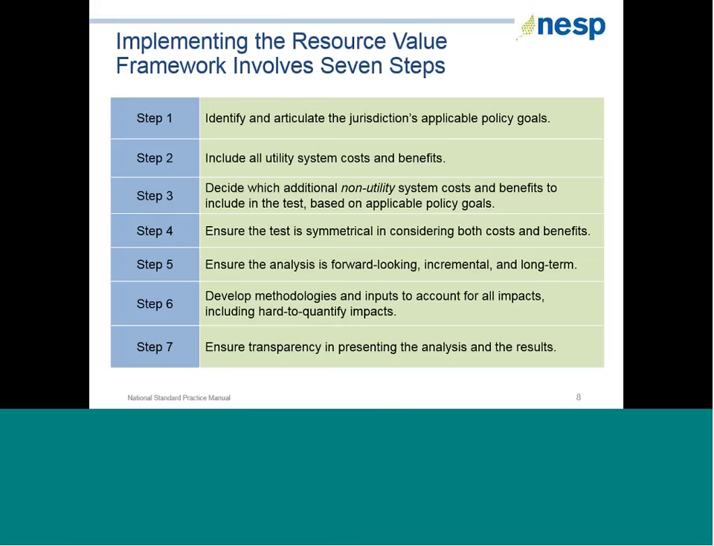But then step 3 is a big one, and the most challenging one is to decide which additional non-utility system costs and benefits to include in the test. Here, this decision should be based upon your policy goals that you outlined in step 1. Then walk through to ensure the test is symmetrical, forward-looking, incremental, and long-term, develop methodologies and inputs to account for all impacts, including the hard-to-quantify impacts, and then ensure transparency.